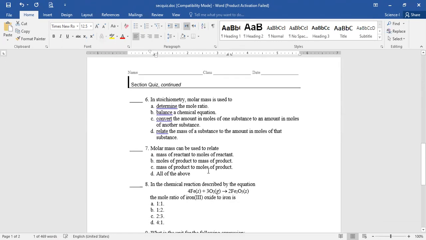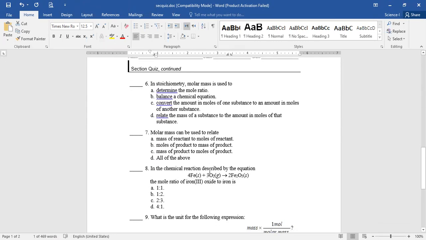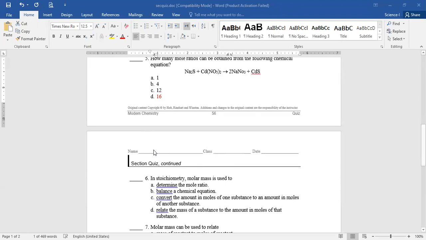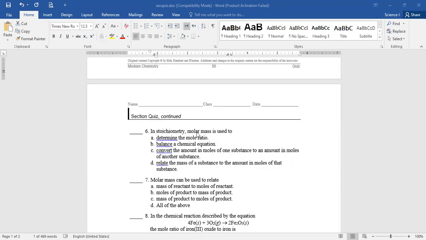So let's pass to question number 6. In stoichiometry, molar mass is used to. It's going to be C. Convert the amount of moles of one substance to the amount of moles in another substance. Molar mass, not the molar ratio. So D, relate the amount of substance to the amount. Okay, so it's D.